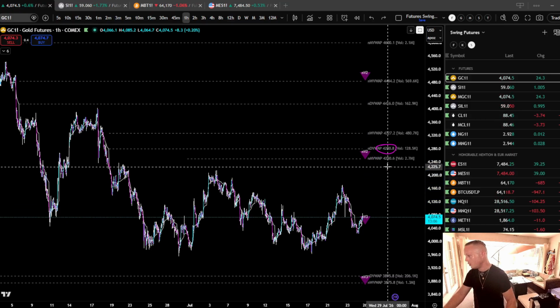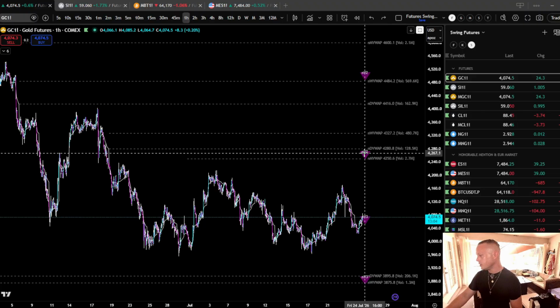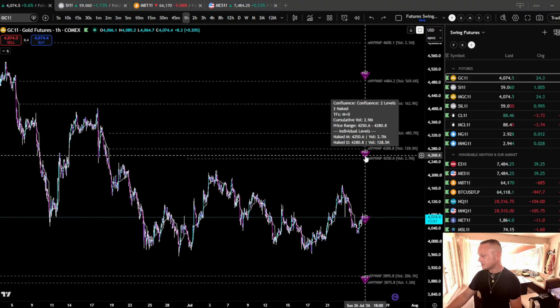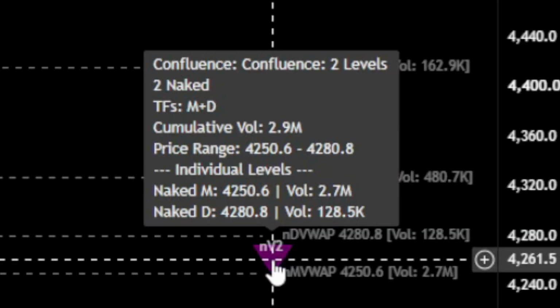It's very simple, okay? Now, the other thing that you can do is you can look at these Confluence bubbles and see what are the levels that are actually going to hold up because there's more than one congregated at the same place. That's what these Confluence bubbles tell you. Right here, there's a daily and a monthly level, and they have cumulatively 2.9 million in volume on them.